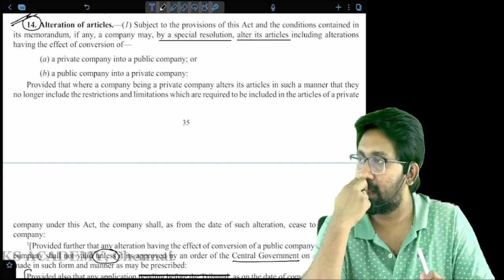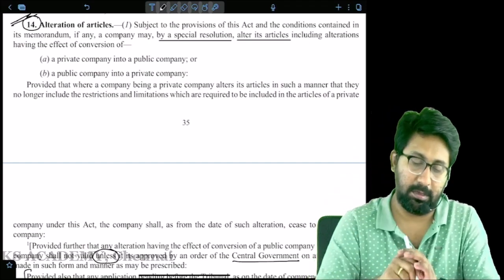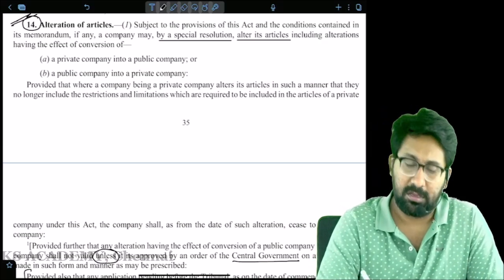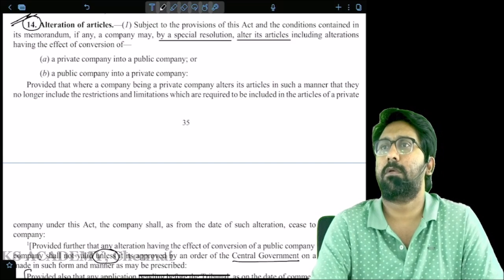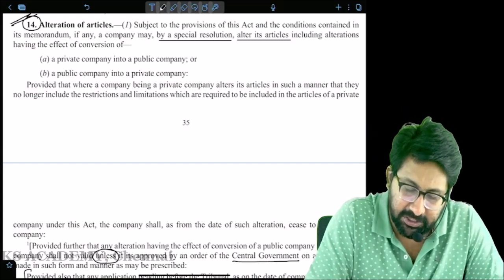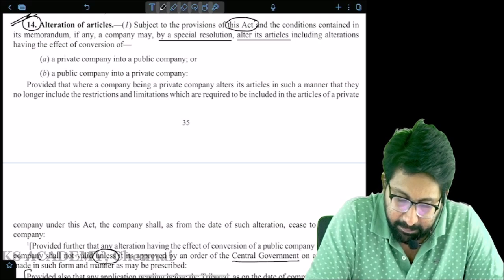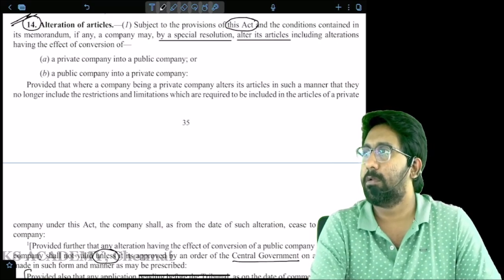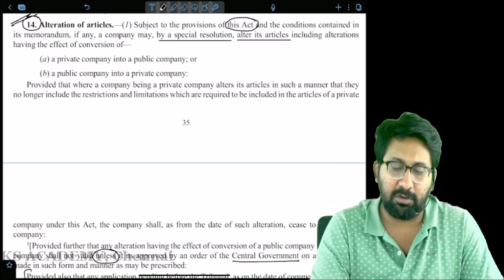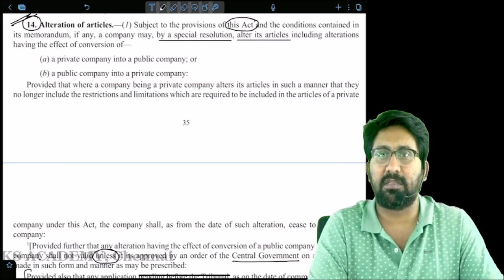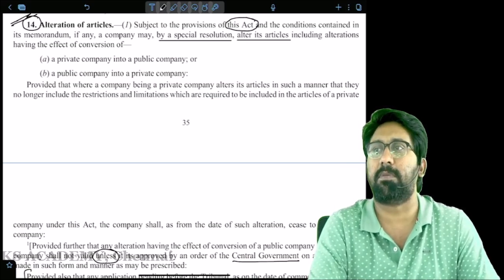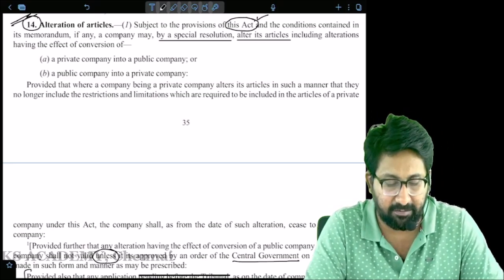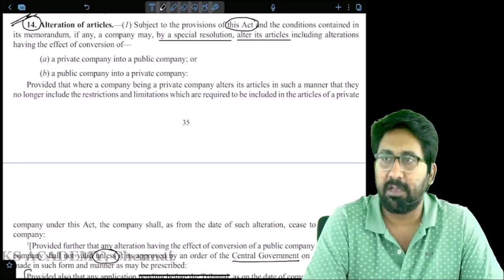Completed? Completed everyone? First, point number 1. If you want to alter the articles, first, you need to comply with the provisions of this act. Subject to the provisions of this act only you have to alter. Okay? That means whenever you make an alteration to the articles, that altered articles must be according to the provisions of the Companies Act. That means you can't alter into whatever you want. It should follow the provisions of Companies Act.